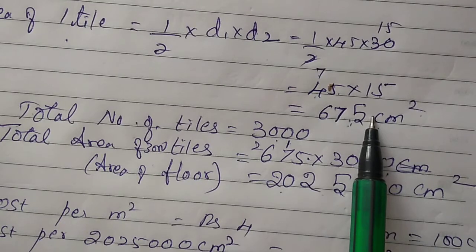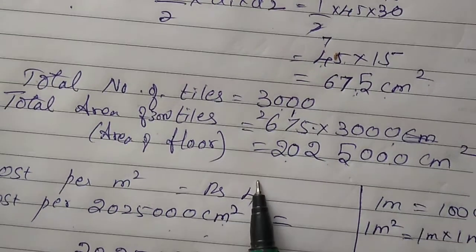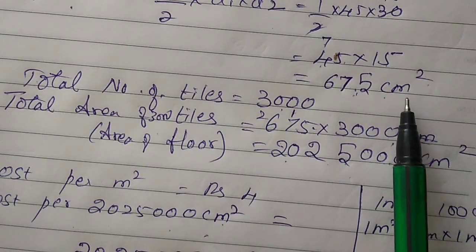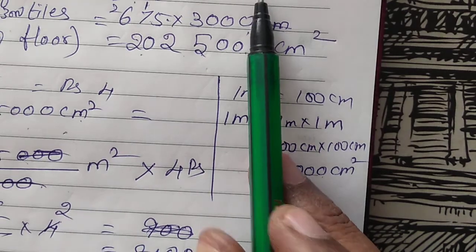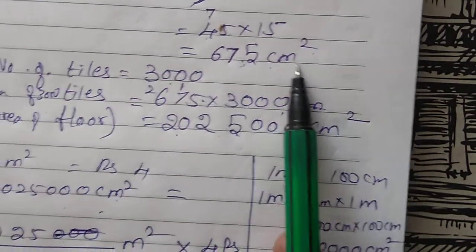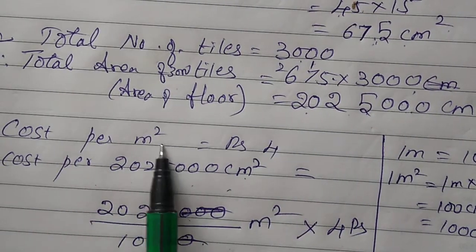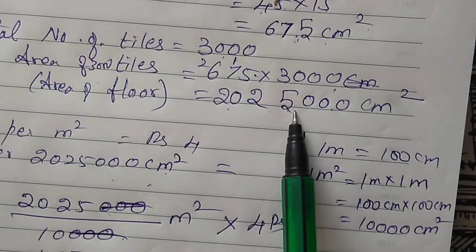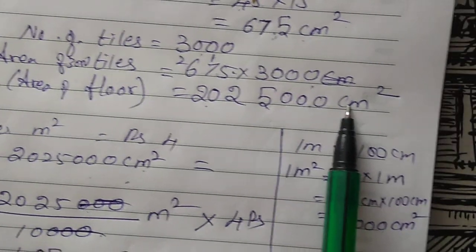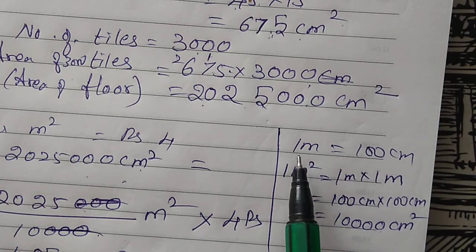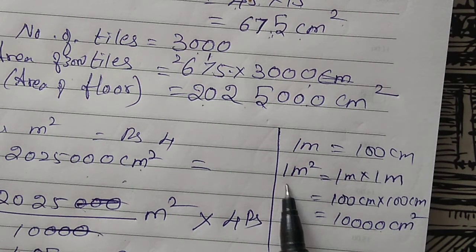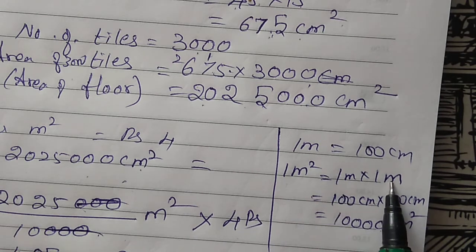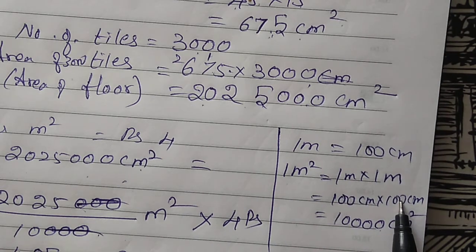Now, whenever you have to convert into a different unit, you should do it in the rough part and you should show it. Here, it is in centimeter squared, but the question gives the cost per meter squared as 4. So the area we found is in centimeter squared, so we should convert it. We know 1 meter is 100 centimeter. What do you mean by 1 meter squared? 1 meter into 1 meter, that is 100 centimeter into 100 centimeter. So 1 followed by 4 zeros centimeter squared.